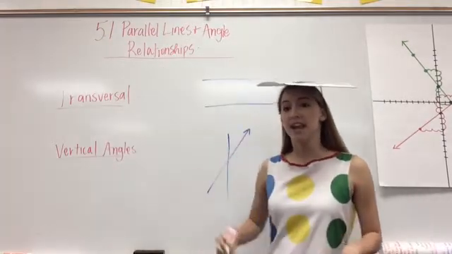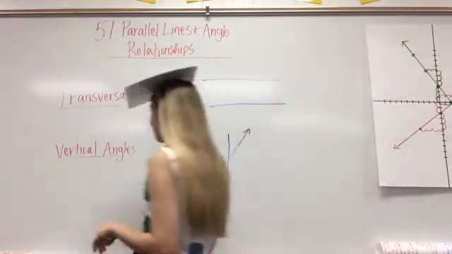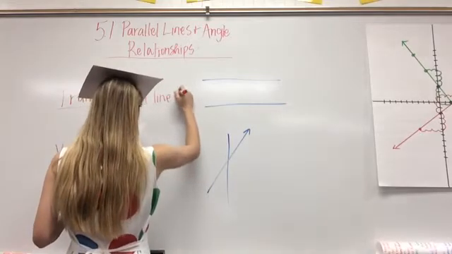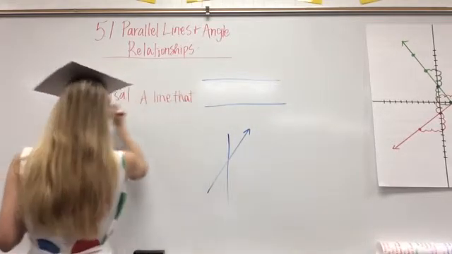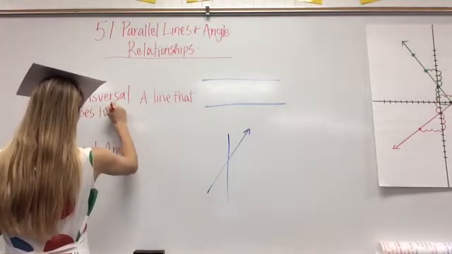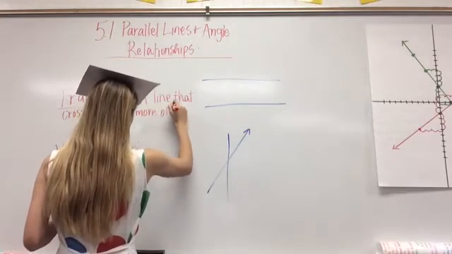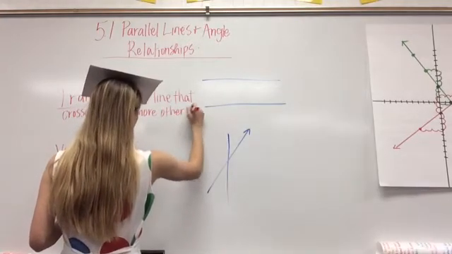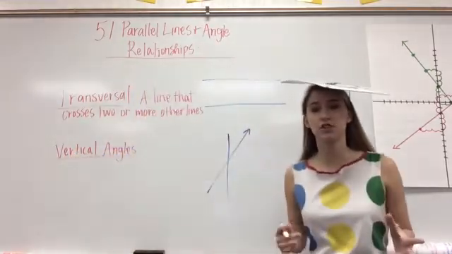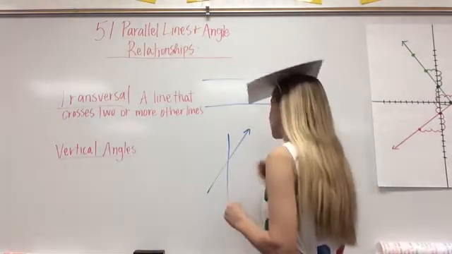The first one is called a transversal, and I just briefly mentioned that. A transversal is a line that crosses two or more other lines. And I'm going to need you to write all of these definitions in your composition book because it's so extremely important that you understand these.